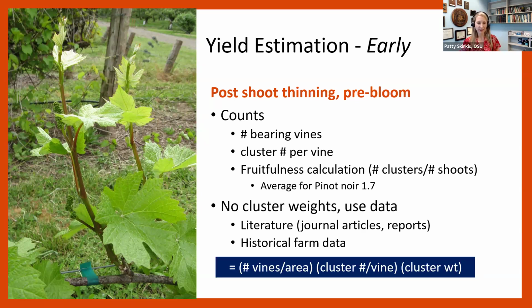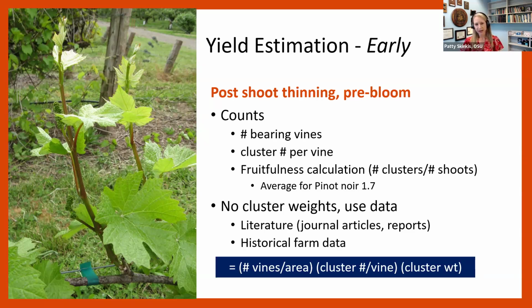But early season, if you're going to start doing counts, you need to know bearing vines. How many vines in a vineyard block actually are going to be producing fruit? Get that number out of the way early. That can even be done during dormancy. The second thing you can do is getting your cluster number per vine.